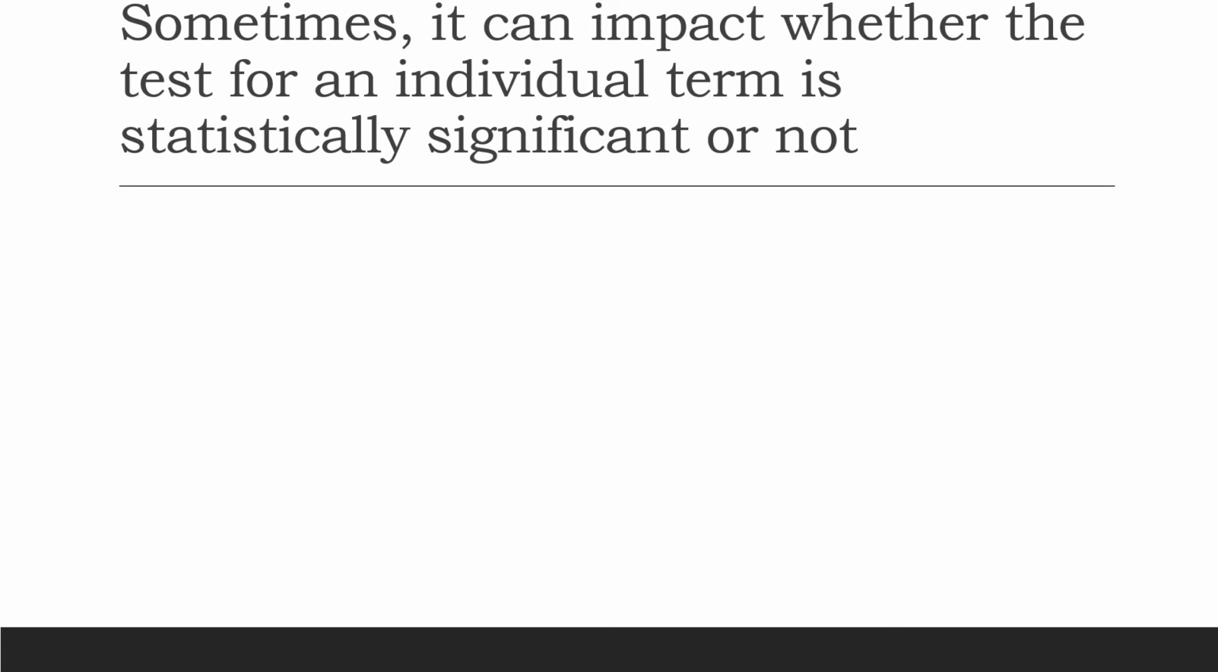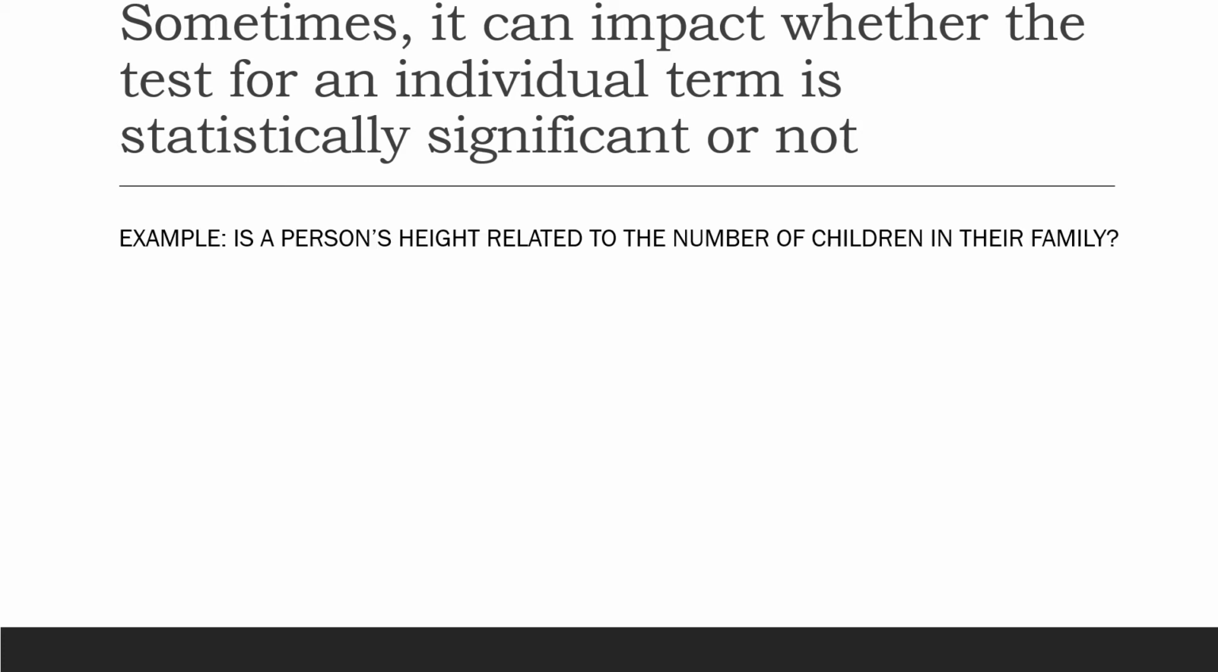Sometimes the fact that the sum of squares depends on the order that the terms are put into the model can actually impact whether the test for an individual term is statistically significant or not. So I'm going to use an example that they had in the textbook. Is a person's height related to the number of children in their family?